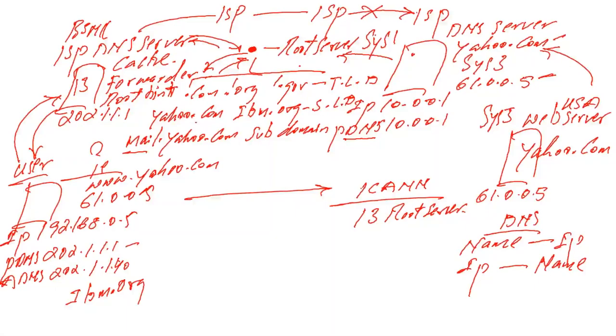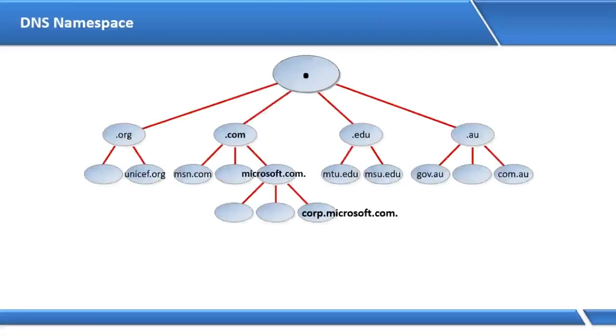So whenever you go to the interview, it will ask this question. Sir, what is DNS namespace? You have to explain like this. Sir said this dot is called what here? Root server. This .org, .com, .edu, .au, like this, so many extensions are there, right? This is called top level domains.